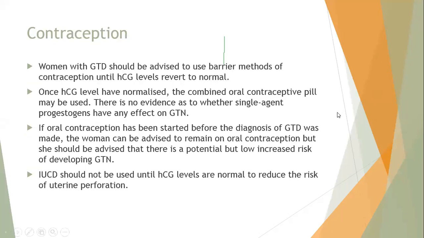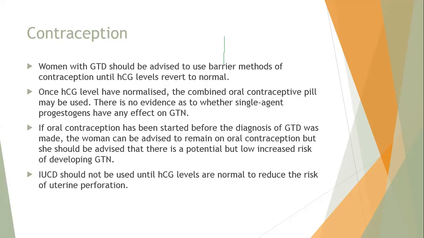Contraception. The contraception of choice. First, an IUD is contraindicated as long as she is under follow-up. The contraception of choice is hormonal contraception. If she had already started taking hormonal contraception before the diagnosis is made, let her continue. Don't stop her. Okay, continue.